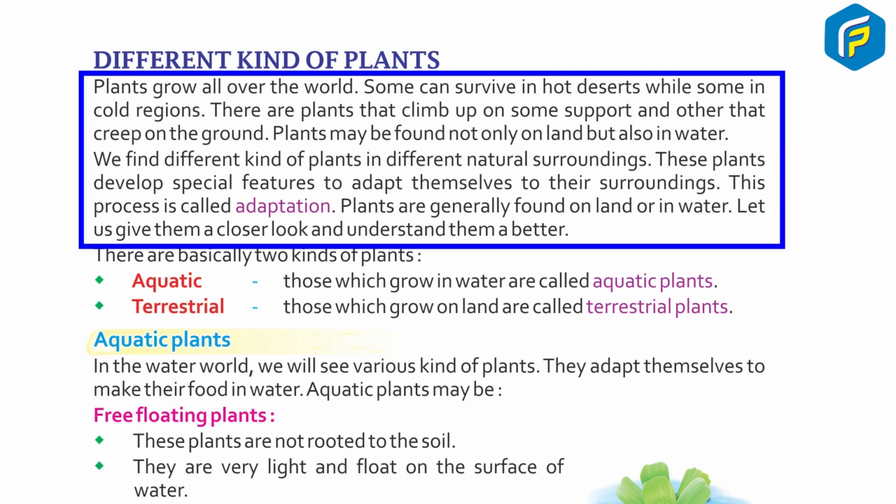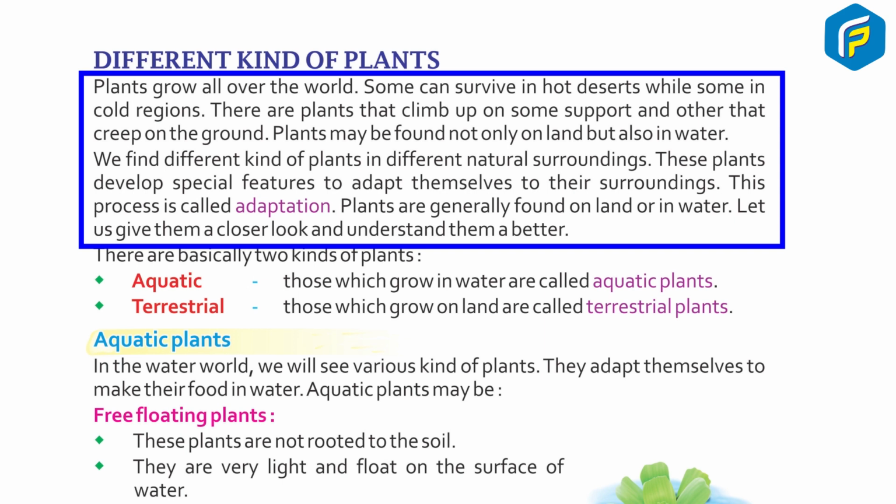Plants grow all over the world. Some can survive in hot deserts while some in cold regions. There are plants that climb up on some support and others that creep on the ground. Plants may be found only on land but also in water. We find different kinds of plants in different natural surroundings. These plants develop features to adapt themselves to their surroundings. This process is called adaptation.